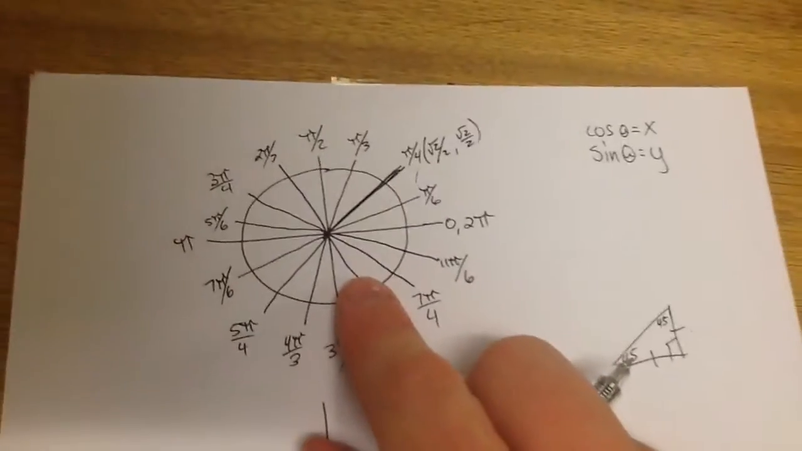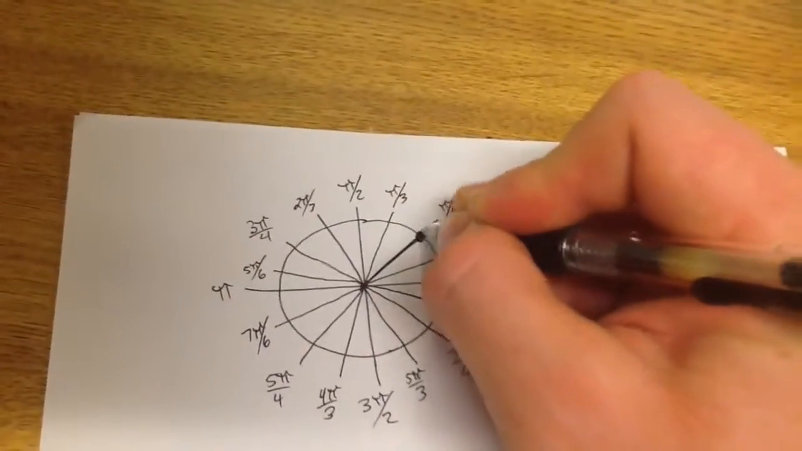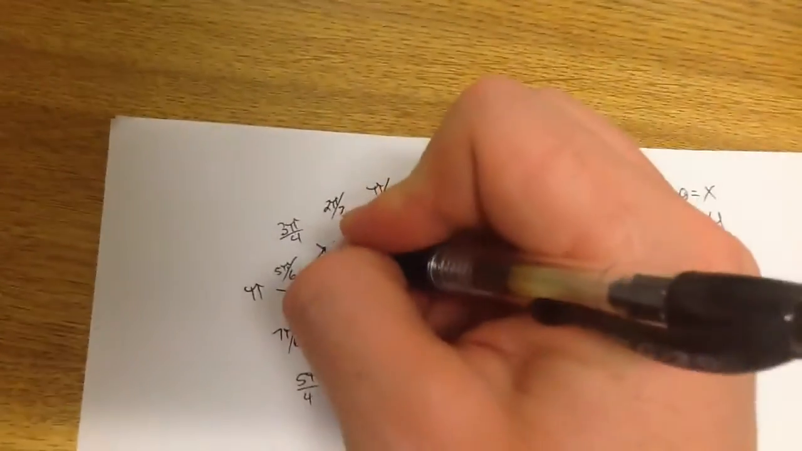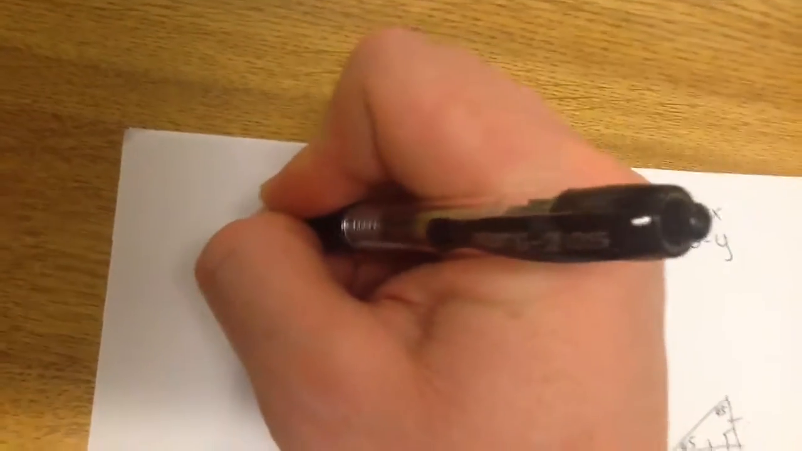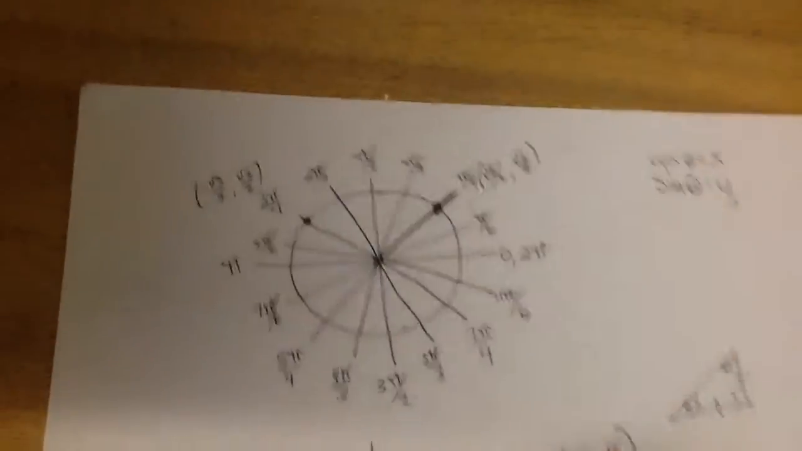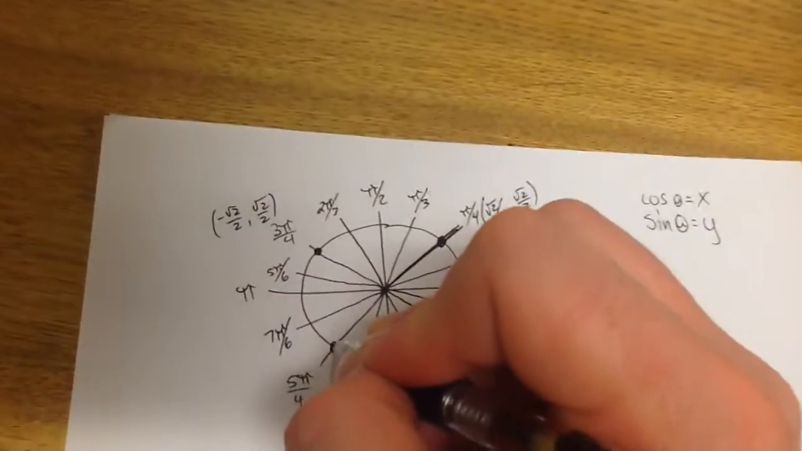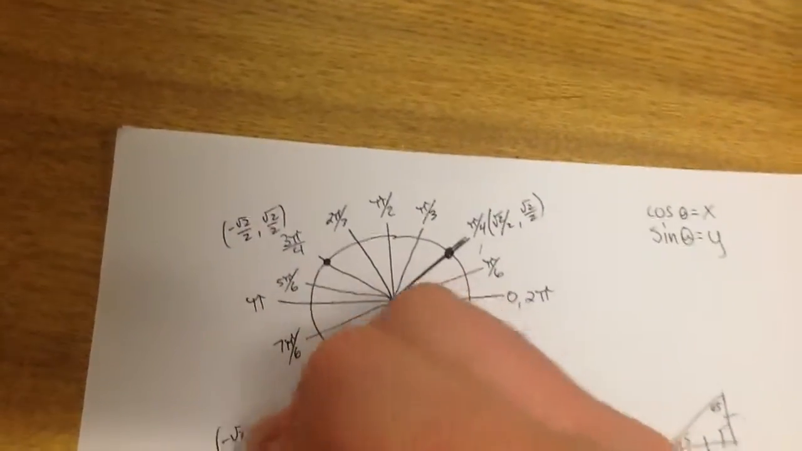Then you just got to get the positives and negatives. Well, in this first quadrant, x is positive and y is positive. And over here, you're going to have a negative x and a positive y. So this will be negative root 2 over 2 and positive root 2 over 2. Down here, right here on this one, you're going to have a negative x and a negative y. So now they're both negative.